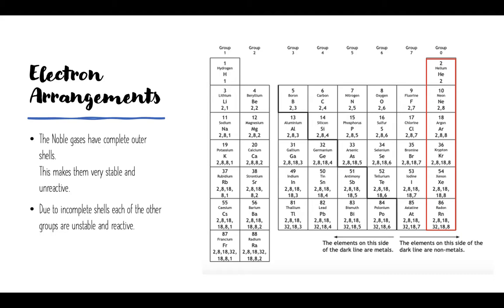Now this full outer shell that helium and neon and argon and so on have makes them very, very stable and very unreactive. Now, all of the other elements that are not noble gases don't have complete outer shells. They have incomplete outer shells. This means that, compared to your noble gases, they are unstable and reactive.